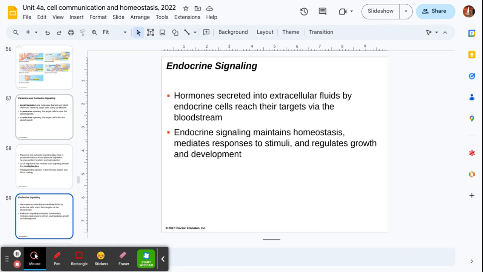What I want to spend the rest of this lecture talking about is endocrine signaling. And endocrine signaling is where hormones are secreted from a cell into the bloodstream. And then they have to travel a pretty good distance usually to reach another cell that is the target cell. Endocrine signaling maintains homeostasis, which is why we're talking about it now.